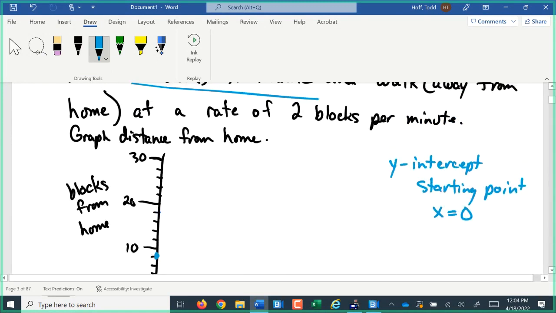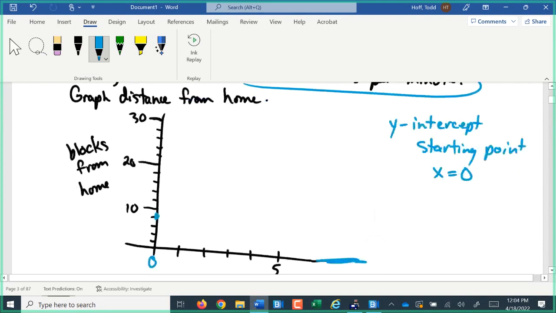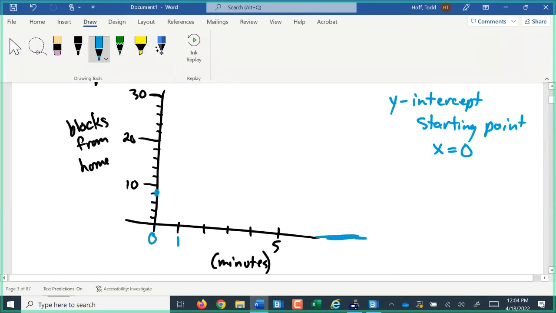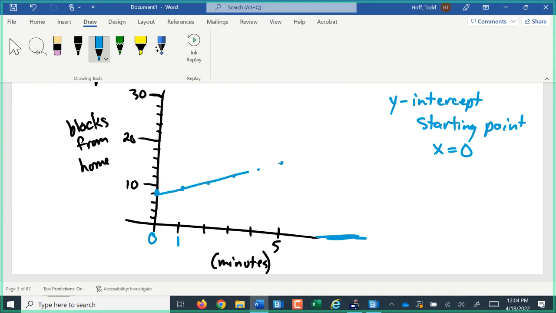Now we're moving away at a rate of 2 blocks per minute. So if I go 1 minute, I've gone 2 blocks, that's going to bring me up to 10 blocks from home. If I go 2 minutes, I've gone another 2 blocks, I'm at 12 blocks from home. 3 minutes, I'm at 14 blocks. And I keep going every minute, 2 more blocks from home. And we get that line.